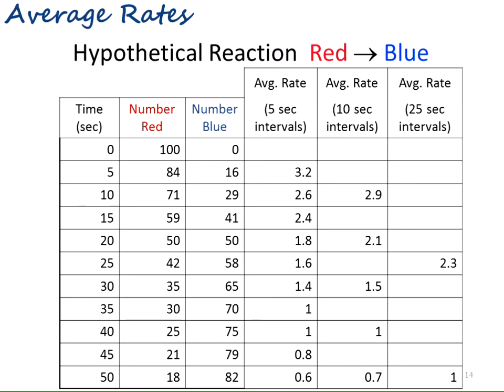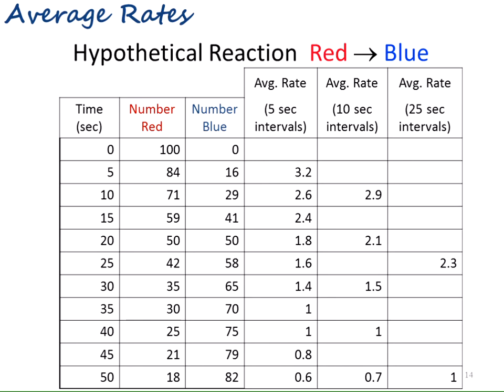Okay, so we're looking at this hypothetical reaction again. We're looking at red going to blue, and we're going to be calculating the average rates. In this first column, they're calculating the average rate in 5-second intervals. And in the second column, they're calculating it in 10-second intervals. And then in the third, they're calculating it in 25-second intervals. So notice that you're getting different average rates depending upon the time periods that you're using to calculate those average rates. So the larger the time interval, the more error that you have.